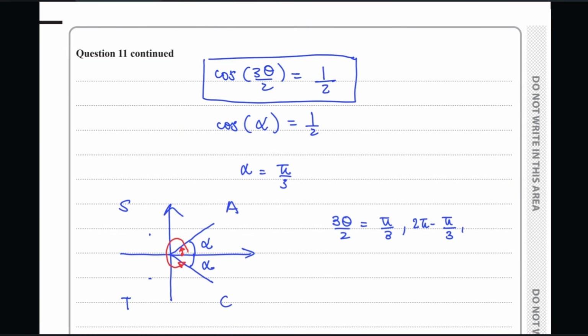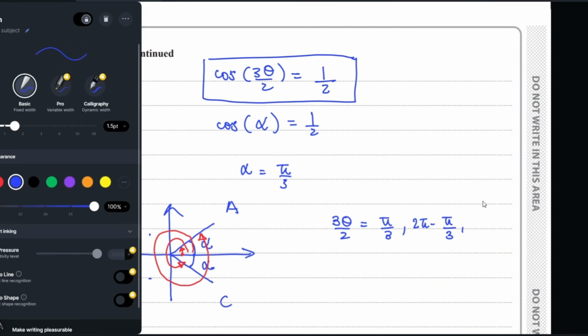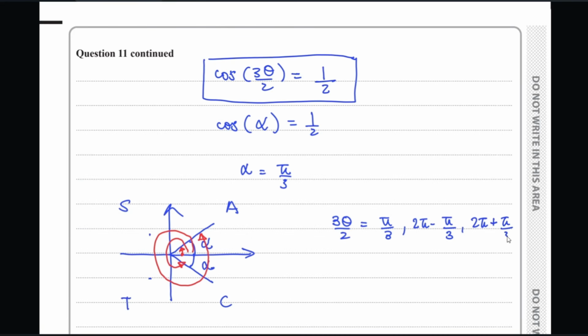Or we're still allowed to go further. We have gone beyond 2 pi. So this is 2 pi plus pi over 3. And if we continue going further, we won't be finding any more solutions. So we can stop here. So our third answer is 2 pi plus pi over 3.